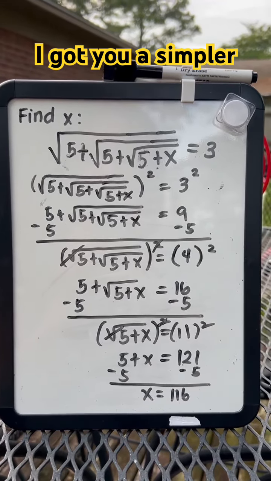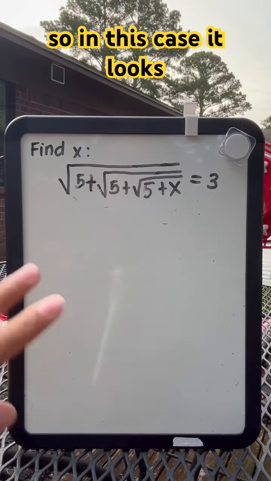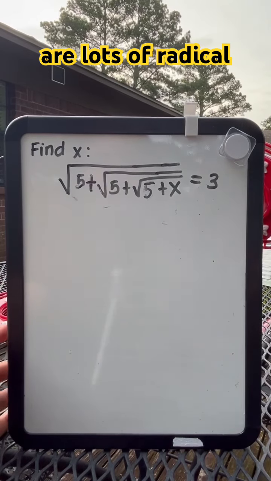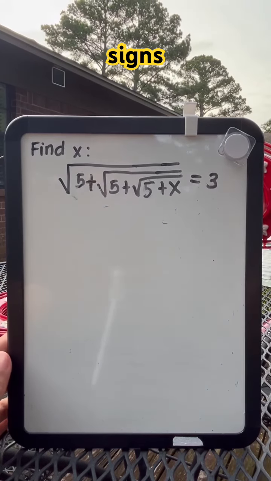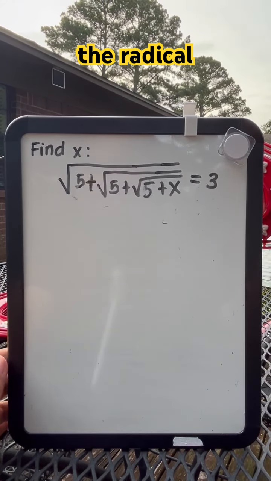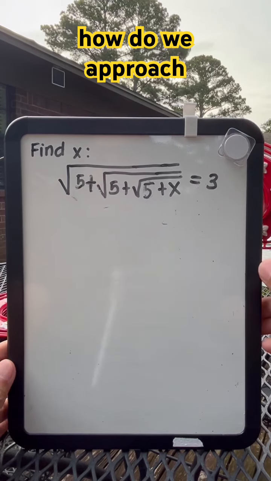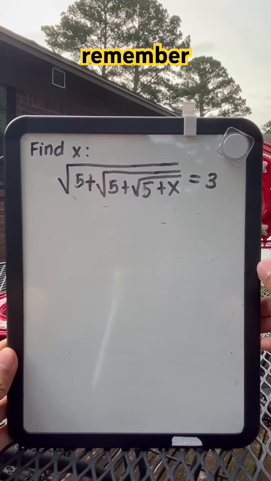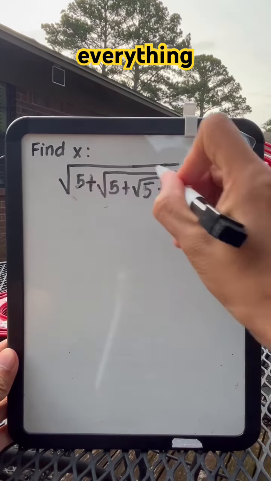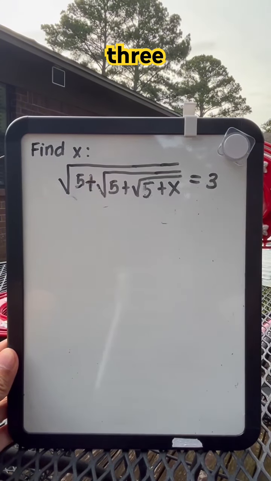I got you a simpler one. So in this case, it looks very complicated. There are lots of radical signs, radical signs within the radical sign within the radical sign. So how do we approach this? Remember that the square root of everything in here is 3.